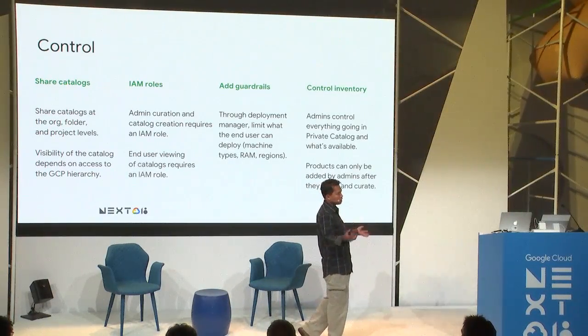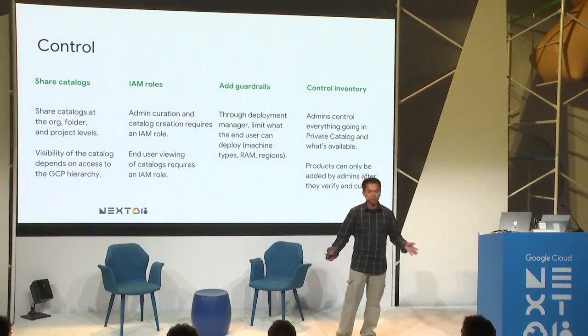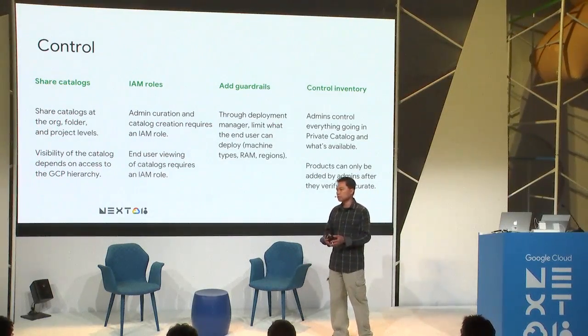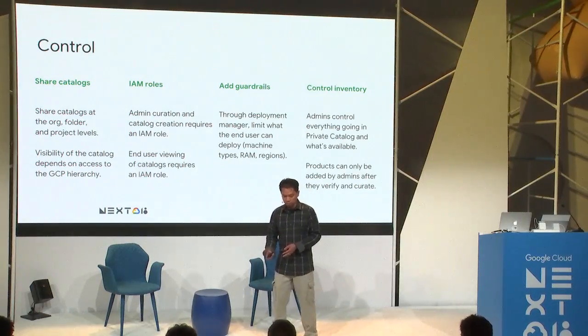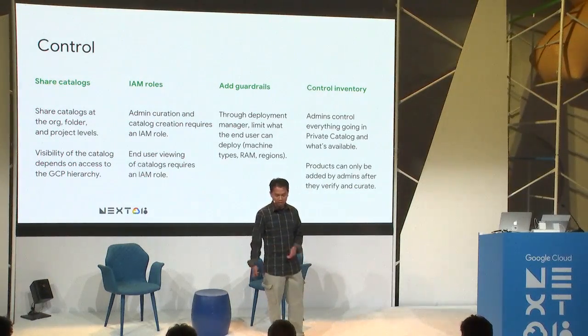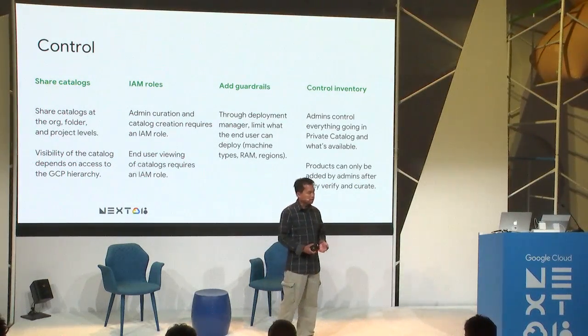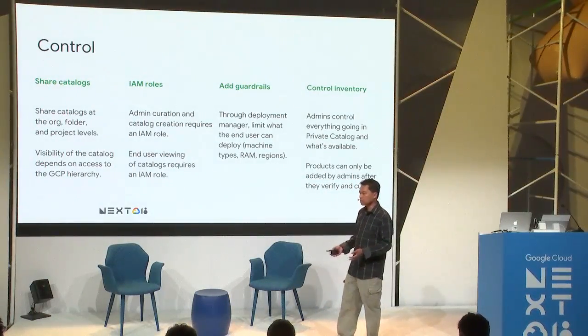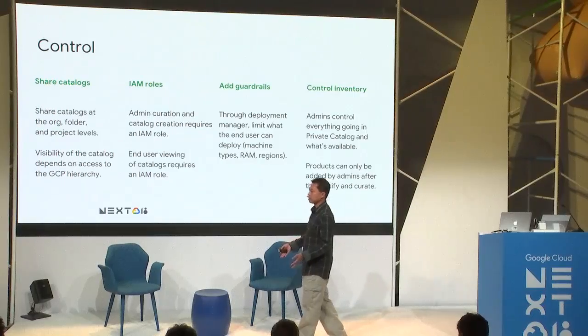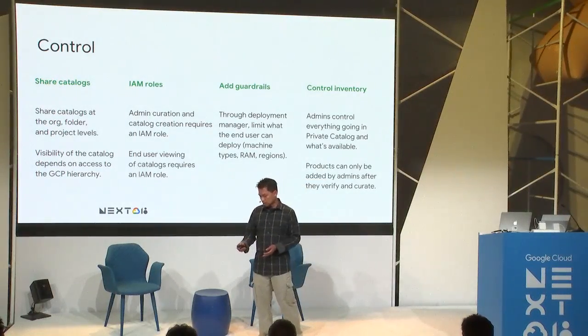So I mentioned earlier the guardrails. You can put up guardrails to make sure people aren't deploying machines that they shouldn't be deploying, that they're actually deploying to the regions that you're limiting them to. You can add RAM, scaling groups, anything you want. And then only the admins can add content to the private catalog. So admins are controlling what actually gets to be there and what your end users are going to see.